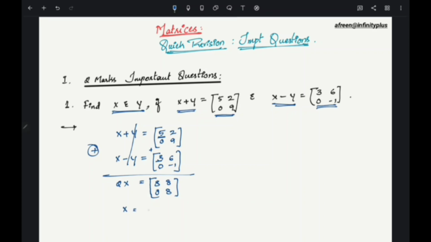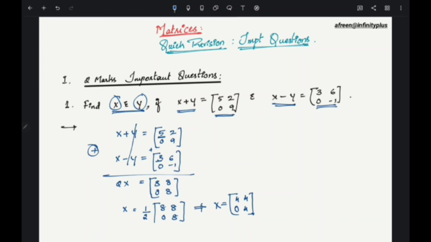Now x is equal to, sending the 2 to that side, 1 by 2 into 8 8 0 8. Now we have got the value of x: 8 divided by 2 is 4, and again 4, 0, 4. So we have already got the value of x. Now what you have to find? They are asking you to find both the value of x and also y.